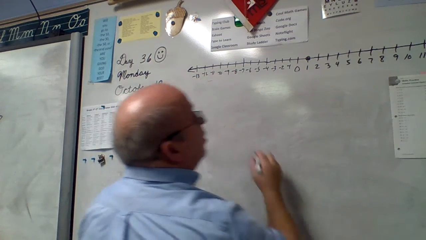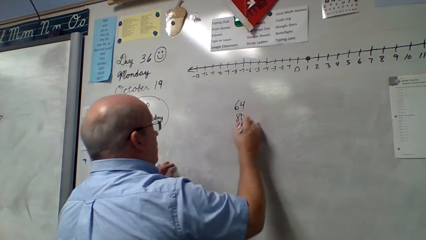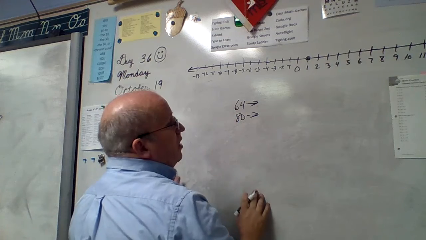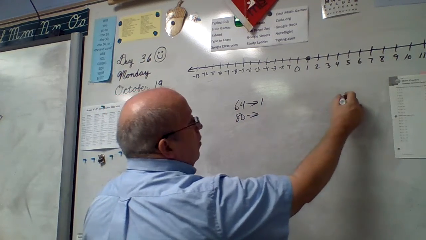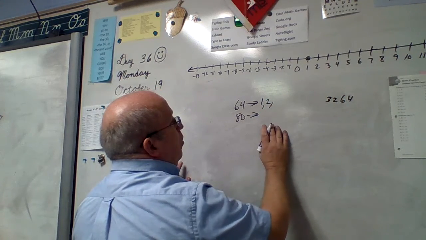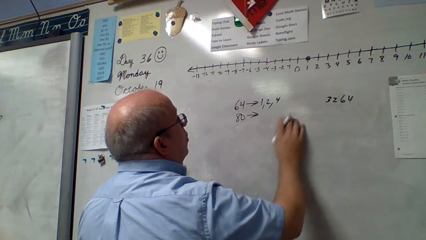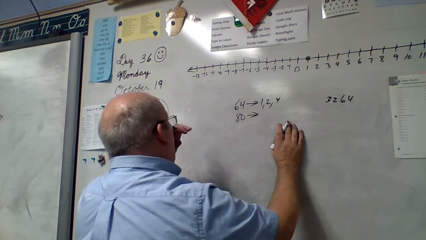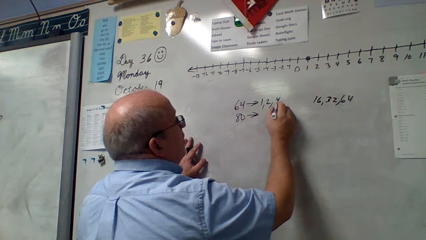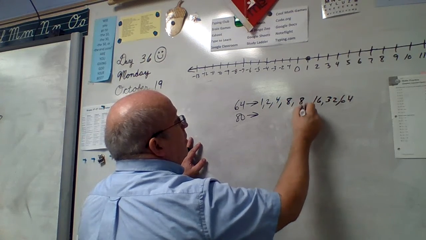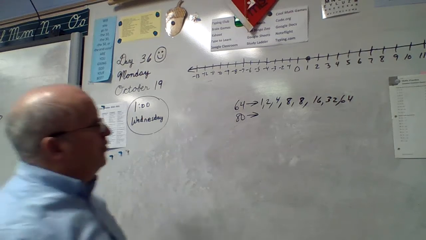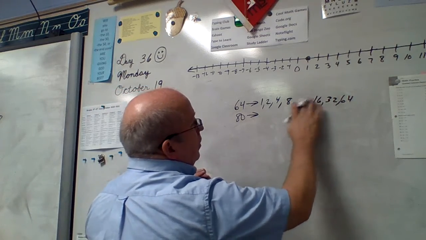Let's try with a different set of numbers. How about 64 and 80? This one's going to be a little bit more complicated because these numbers have a lot more factors. I'm thinking 1 and 64. I'm thinking 2 and 32. 3 does not work, but 4 works. 4 goes into it 16 times. 5 does not work. 6 does not work. 7 does not work, but 8 works. 8 times 8 works. So those are the factors of 64. I don't need to repeat the 8, so I'm going to get rid of that.